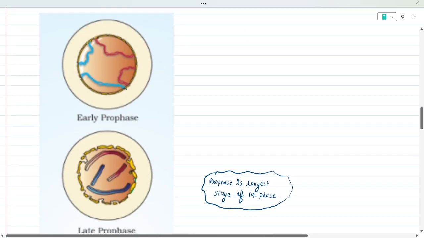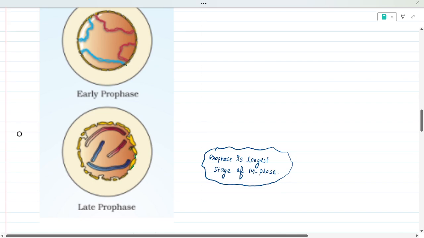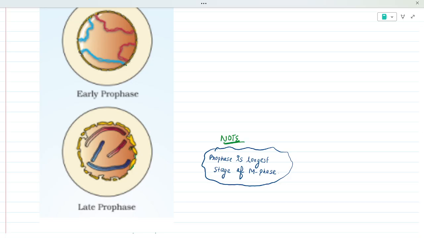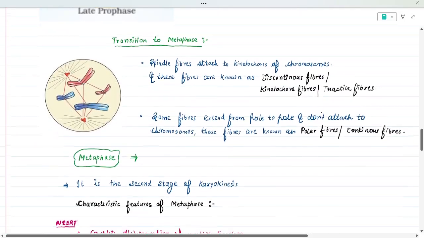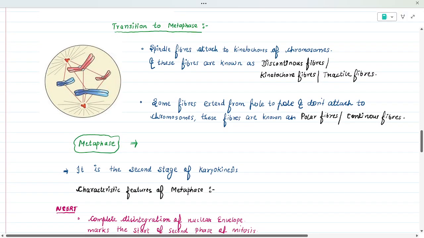These were the NCERT diagrams. And one important note point: prophase is the longest stage of karyokinesis. There can be one question in your NEET, which is the longest stage of karyokinesis. The prophase is the longest stage. So in this lecture, we will study the transition to metaphase.